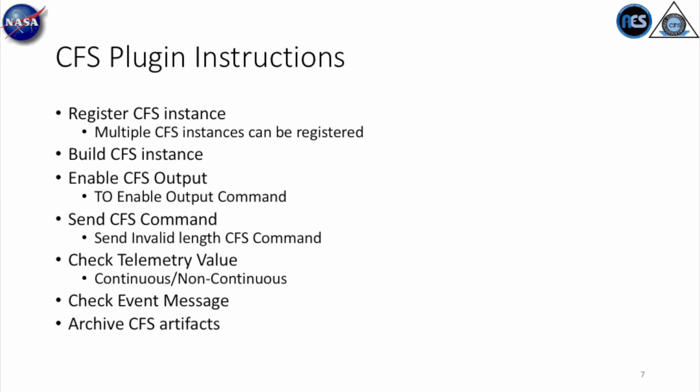The check telemetry instruction is used to verify a telemetry piece against an expected value. The check telemetry also has a continuous check mode, which allows that telemetry value to be continuously checked for all packets received by CTF. The check event message allows you to check that a certain event message was put out on the software bus, and supports formatted strings in addition to regular expressions.